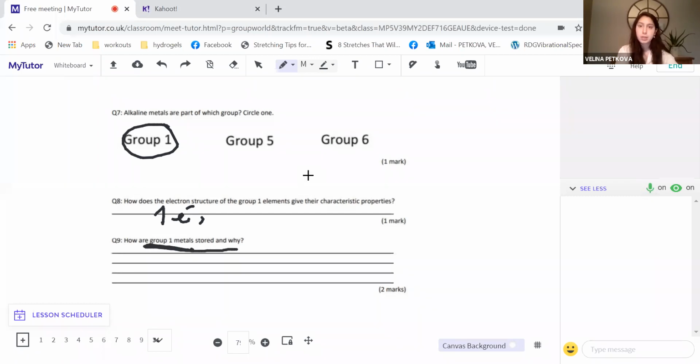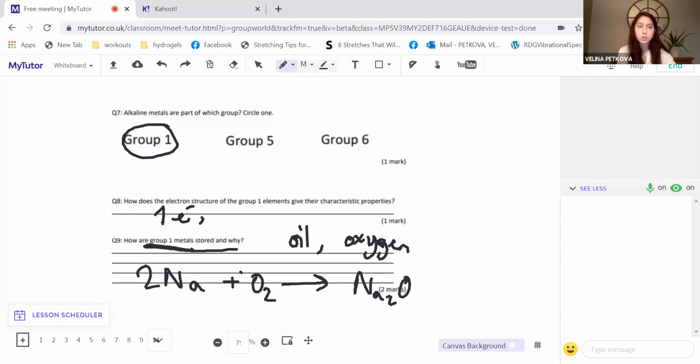Can we remember? We must store group 1 metals in oil to stop them reacting with oxygen in the air. Exactly, so it's very reactive. And what was our reaction with oxygen? If we had Na plus oxygen, what would we form? Do people remember? Sodium oxide, with the chemical formula Na2O. So we need a 4 here and a 2 there. Okay.